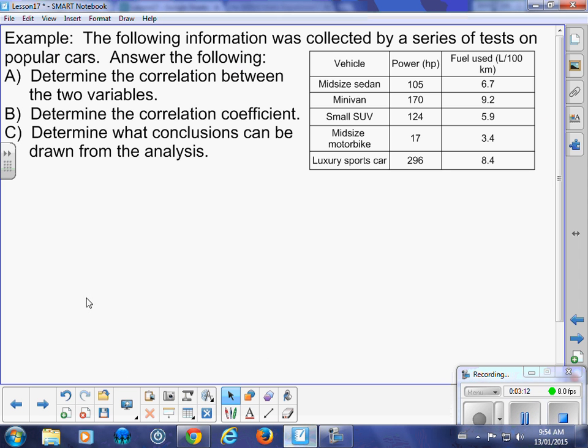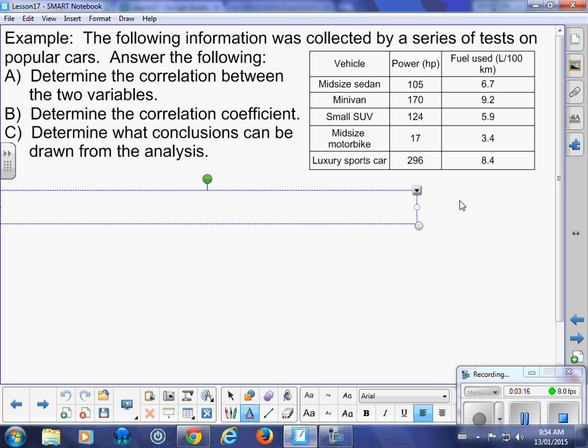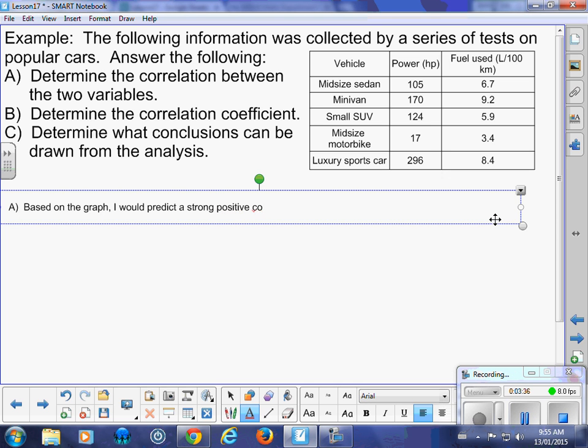So I'm going to say for A part, based on what I see, based on the graph. You don't have to, but it kind of double checks the process, make sure you've entered everything in right. So based on the graph, I would predict, I'll go out on a limb and say, a strong positive correlation. That's purely observational.